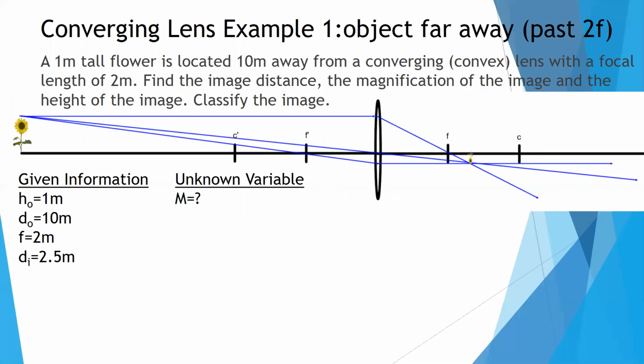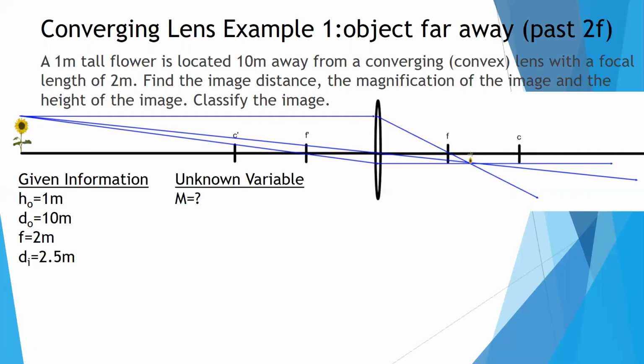You're going to look at formation of images in the lab later this week, but here's what the image would look like if you draw in the light rays passing through the lens. They're going to converge, and you can see on the right side, about 2.5 meters from the lens, is our image of our sunflower. Notice the focal point is 2 meters, so it's a little bit past that, but not quite all the way to C, which is at 4 meters away.